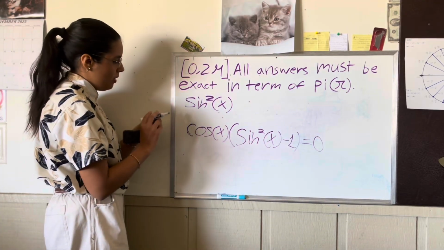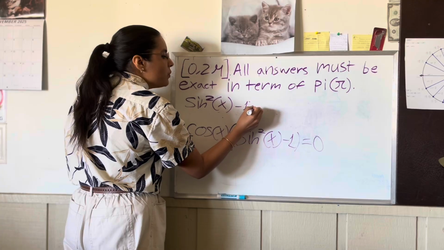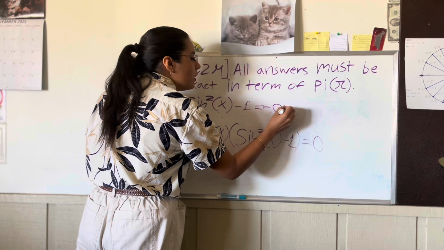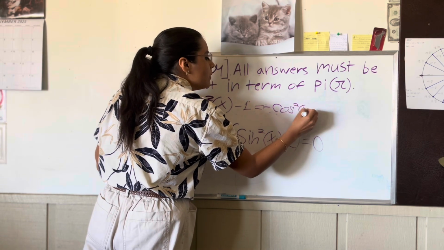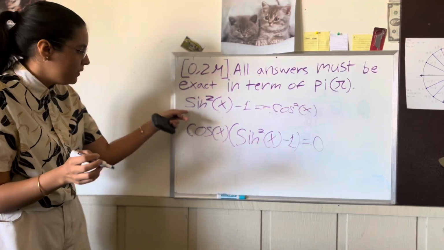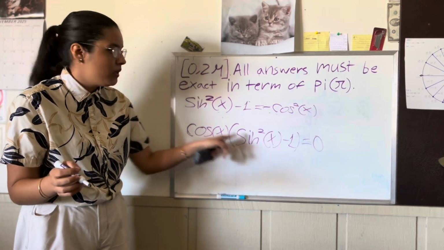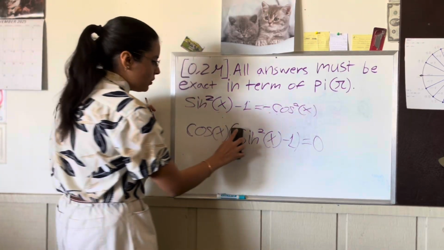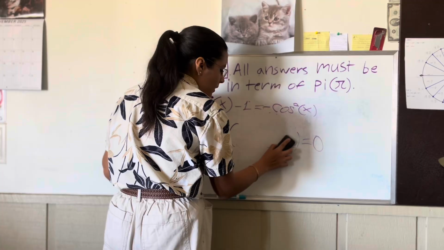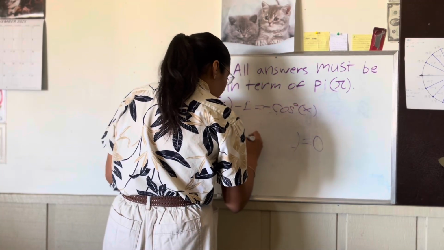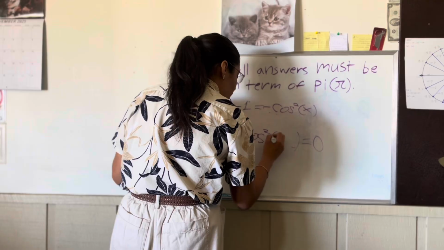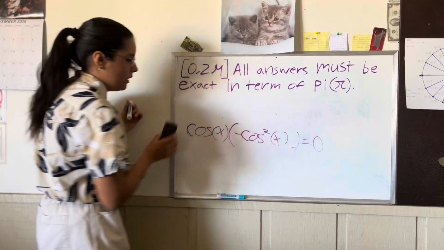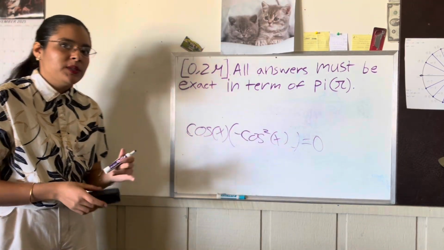sin squared x minus 1 equals negative cos 2x. Now, you see, now we can use this on this equation. We now know that sin squared x minus 1 equals negative cos 2x, which will transform this part into negative cos 2x. This way, it's pretty easy to further simplify this.